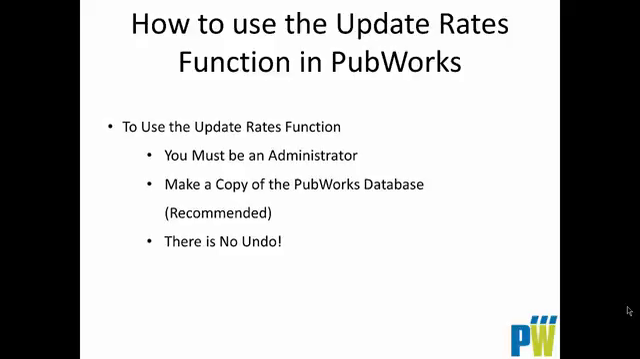The Update Rates function is only available to administrators, so if you cannot access it, you either do not have permission or you need to get permissions assigned to you by your system administrator. To determine if you have the rate updater option available, simply open PubWorks, go to the main system menu, select System, then select Update Rates. If the words Update Rates are grayed or ghosted out, or you cannot select it, you do not have permission to use this option.